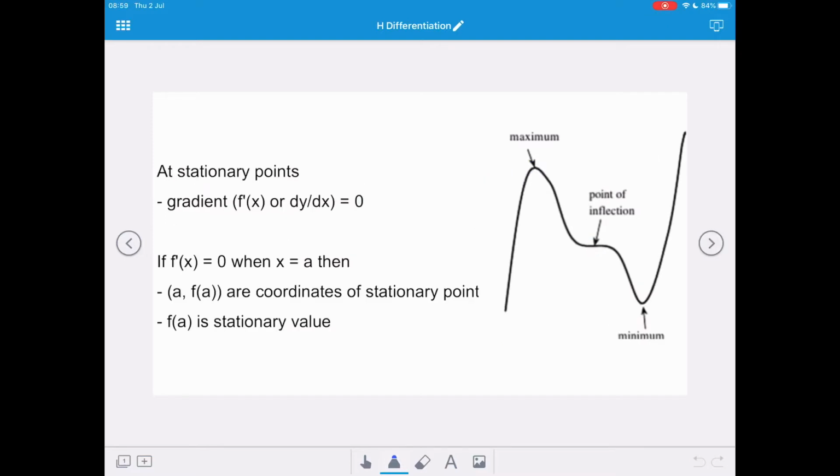At stationary points, the gradient, so in functional notation f dash x, or in Leibniz notation dy by dx, equals 0. And if the gradient equals 0, then when x equals a, (a, f of a) are the coordinates of the stationary point, and f of a is the stationary value. So you can see at all three of these stationary points, the gradient is 0.